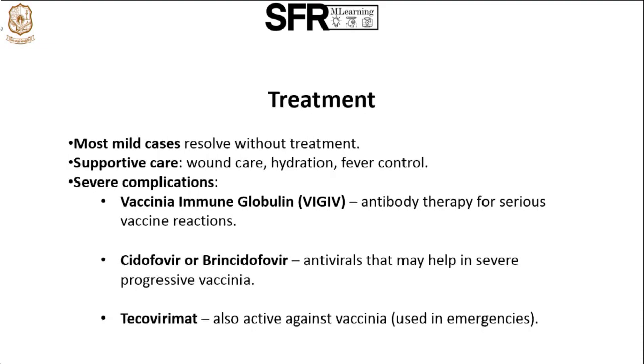Coming to the treatment, most mild cases resolve without treatment. Supportive care is a must: wound care, hydration and fever control. Severe complications are treated with vaccinia immunoglobulin, an antibody therapy for serious vaccine reactions, and cidofovir and brincidofovir, antivirals that may be helpful in severe progressive vaccinia. Tecovirimat is also used, as it is active against vaccinia, in emergency situations only.